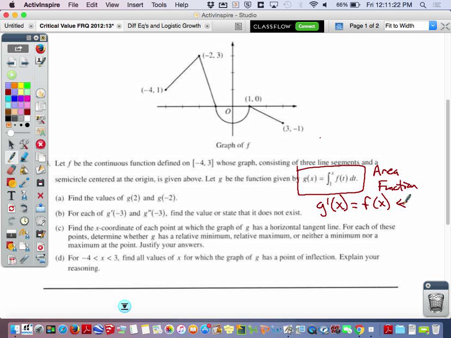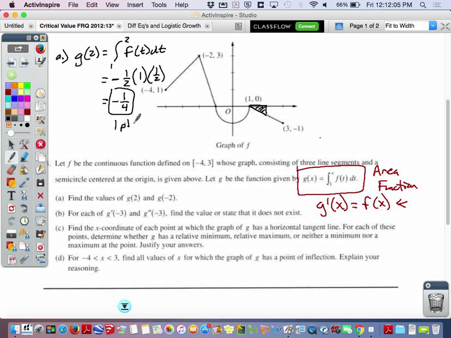So part A says find the values of g of 2 and g of -2. For both of these, we are really using the area function, so we're just finding the area under a curve. G of 2 represents the integral from 1 to 2 of f of t dt. 1 to 2 is going to be this triangle right here. Since it is below the x-axis, I know that's going to be a negative area. And then we just do the triangle area formula, 1/2 base times height. The base is 1, the height would also be 1/2. So the value of g of 2 is -1/4.